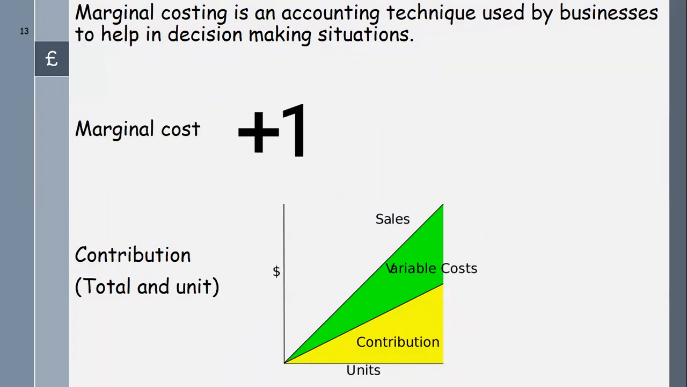Contribution. Well, contribution, the definition is it's the selling price minus any variable costs. So it's what's the contribution when you take away the variable costs. So the graph on the side, the picture is hopefully demonstrating what's happening here. So if that's my sales, to get my contribution, I take away the variable costs needed to make that amount of sales. Now we can do that as a total or as per unit.